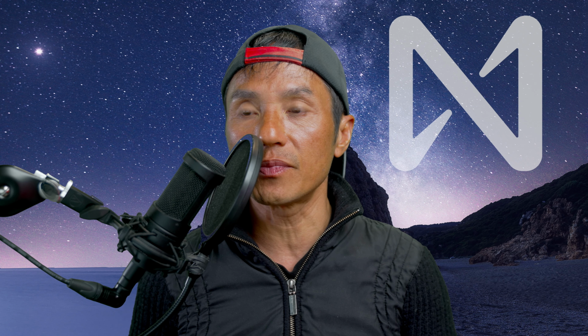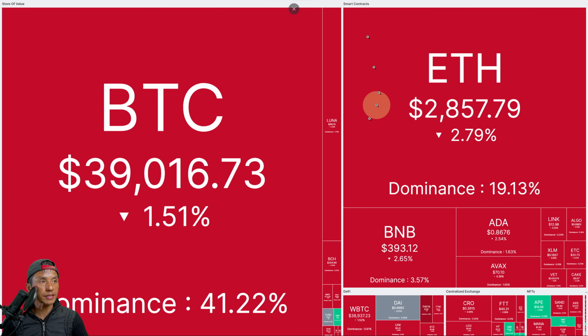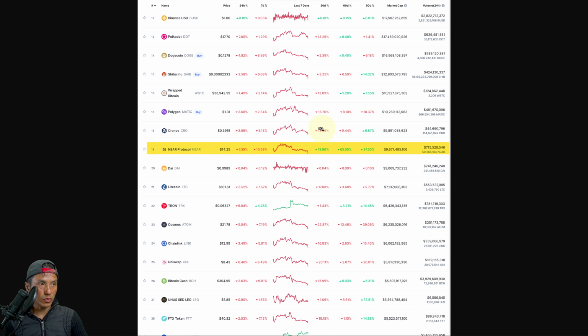So with that, we're going to skip the news because there wasn't a lot of news about NEAR protocol in the last 7 days. And we'll get right to the charts. Here's a snapshot of the crypto market. Pretty blood red. So not much to say here. So we'll go to the next one.